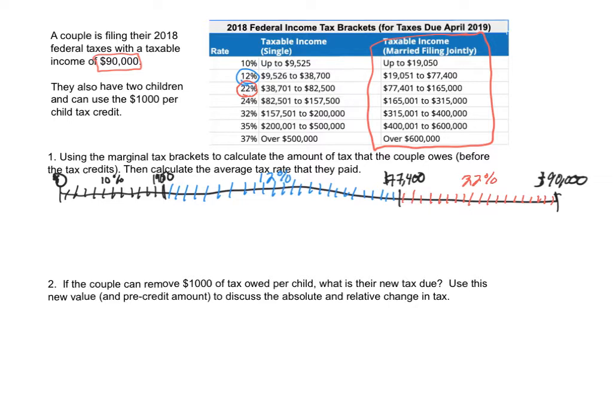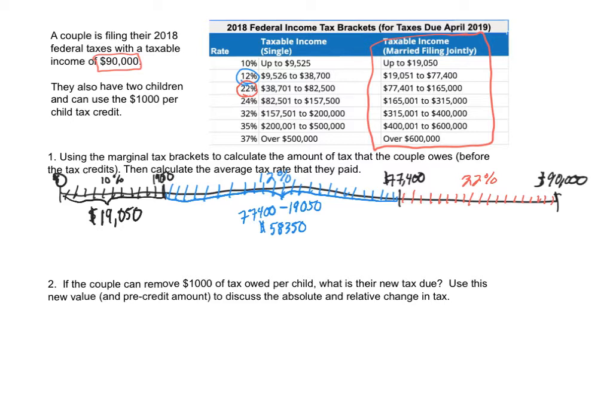Now we want to think about how many dollars they earned in those windows. From 0 to $19,050, that's just $19,050. In the next window, we have to think about the difference: $77,400 minus $19,050. If we find that difference, that's how many dollars are within that interval. What we have is $58,350 of their income that's being charged at a rate of 12%.